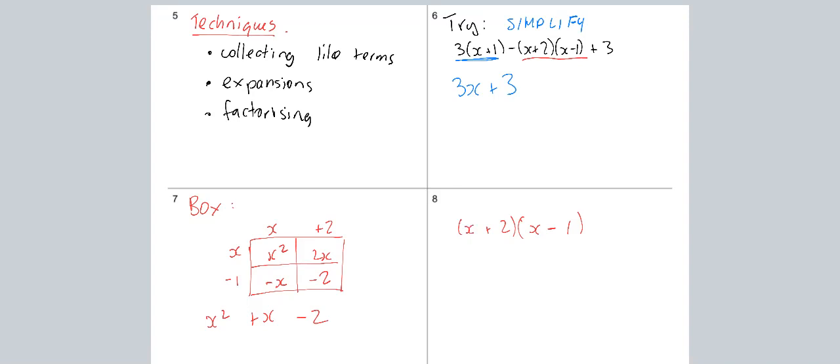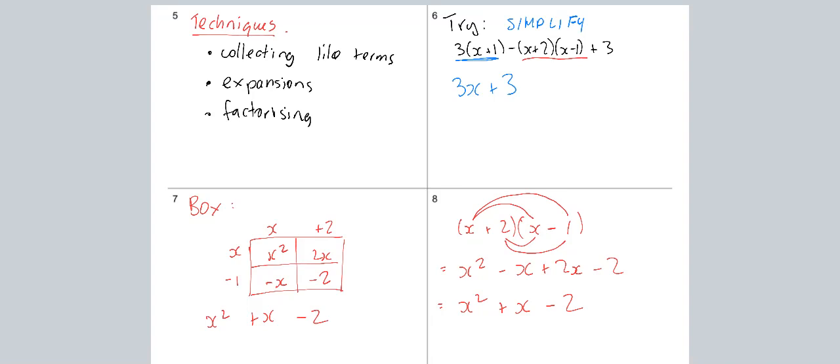Oops, that's my eraser. x times x is x squared. x times -1 is minus x. 2 times x is 2x. And 2 times -1 is -2. Then I collect like terms, and I get x squared plus x minus 2, which is the same as I had on the left there.